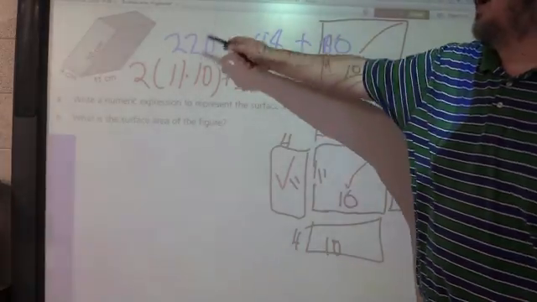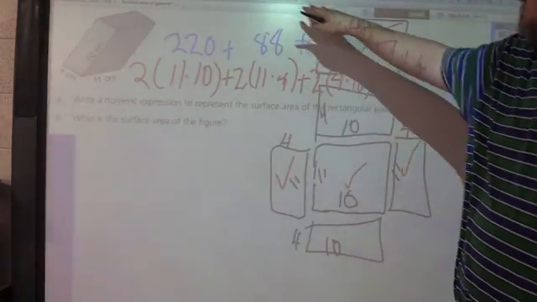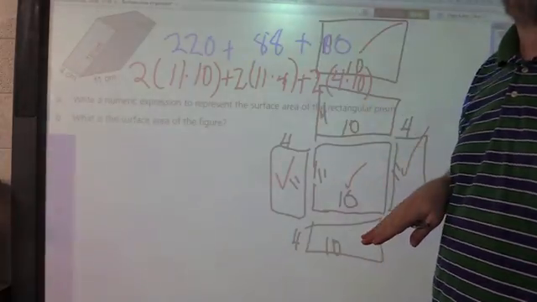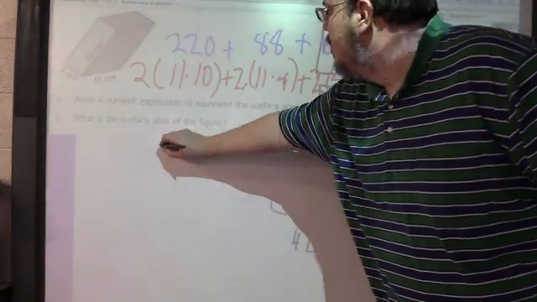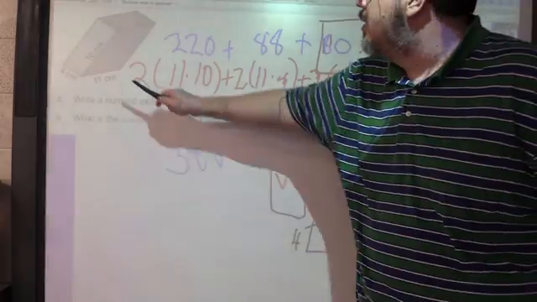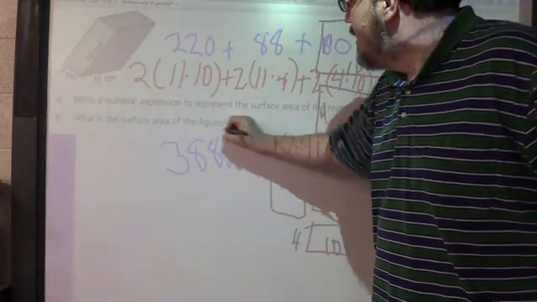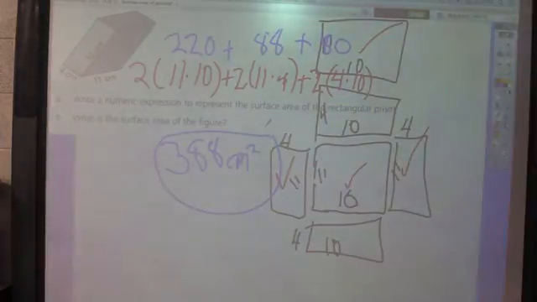Now, I'm going to use a little bit of the commutative property here to see if I can do this easier. 220 plus 80 is 300. 300 plus 88 gives me 388, and now here comes my unit of measure, centimeters squared. So the surface area of the figure is 388 centimeters squared.